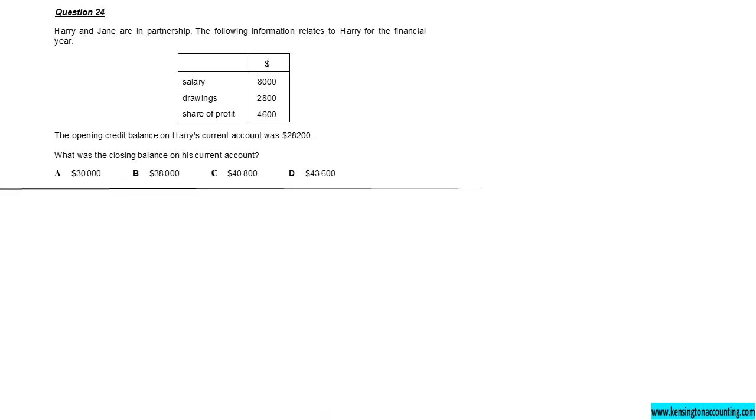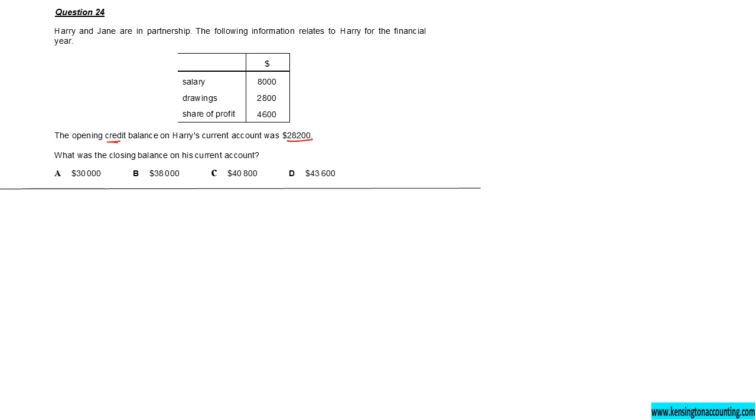Question 24 is partnership again, and deals with a partnership appropriation account. It's a very straightforward question. So the opening balance of Harry's account is a credit balance of 28,200. We've been asked what its closing balance is.